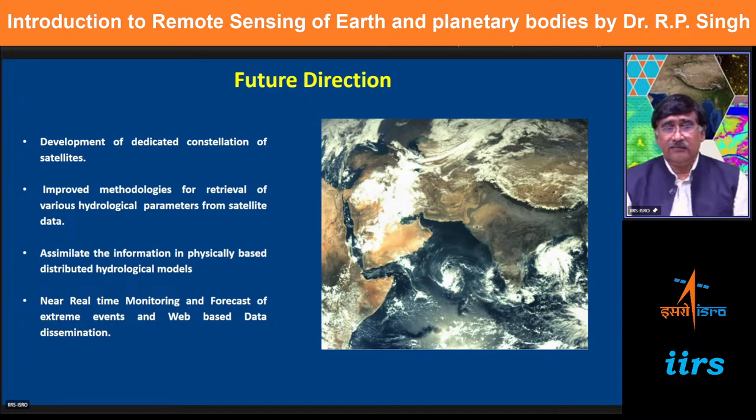And then ultimately, our aim is to have real-time monitoring and forecasting of extreme events and web-based data dissemination so that things are easily available and easily disseminable. So whenever there is a disaster, whenever there is a requirement, we have a monitoring system working in a real-time domain so that adequate measures can be taken.